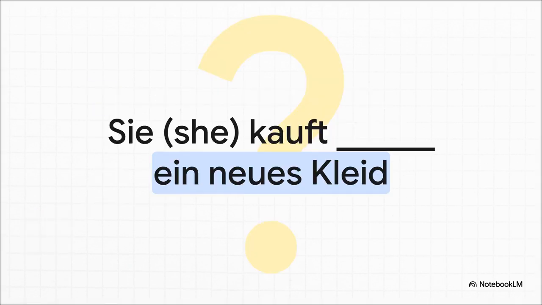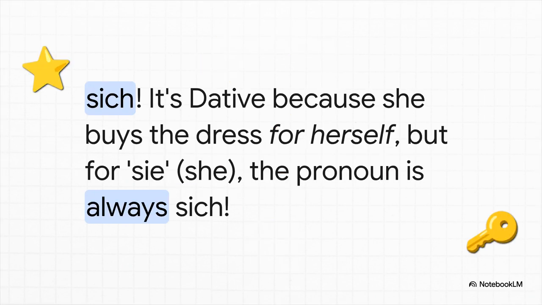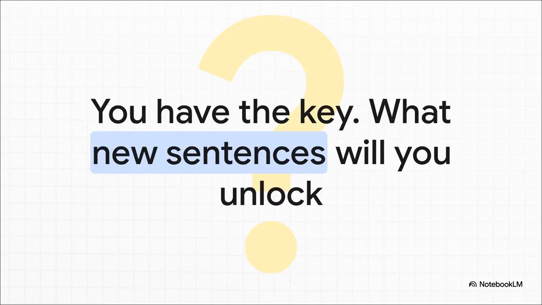Okay, let's try one more. Sie kauft ein neues Kleid. She buys a new dress. Which pronoun sits in there? And the answer has to be sich. Remember that awesome shortcut? For sie, she, it is always sich. Now, it is technically dative here because ein neues Kleid is the direct object, but the word itself doesn't change. She's buying the dress for herself. You totally got this.